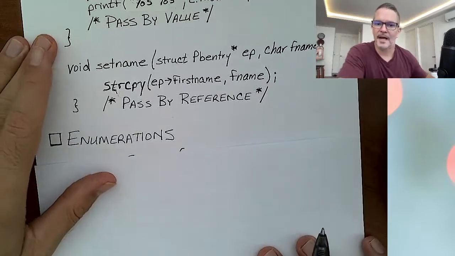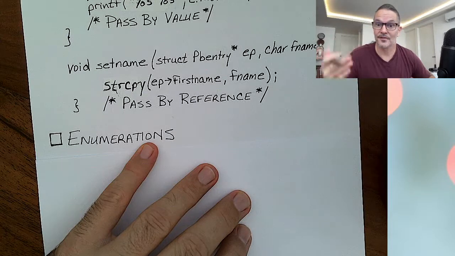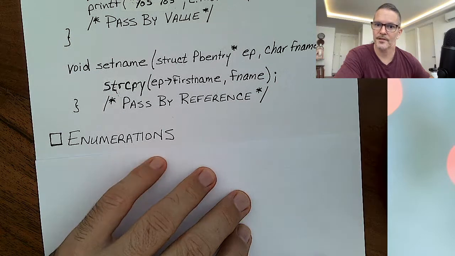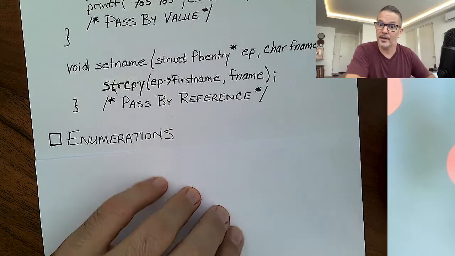There's one more user-defined type in the C programming language, and it's called the enumeration. So I'll quickly go over this. It's different from a structure, but another type of user-defined variable type.